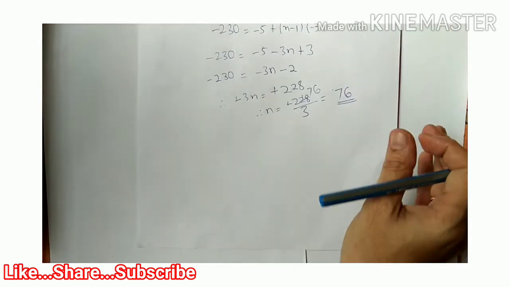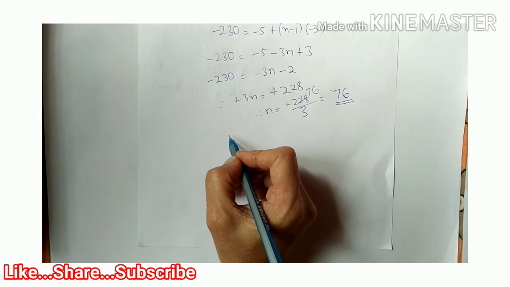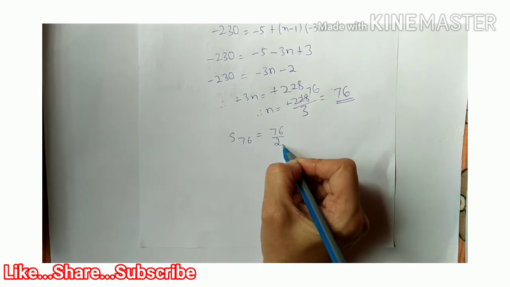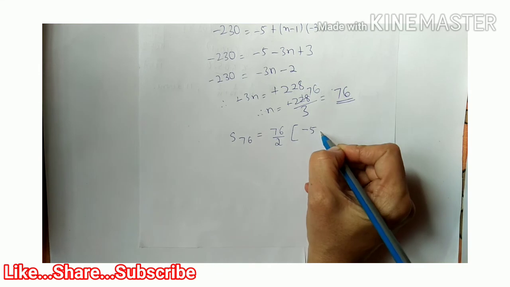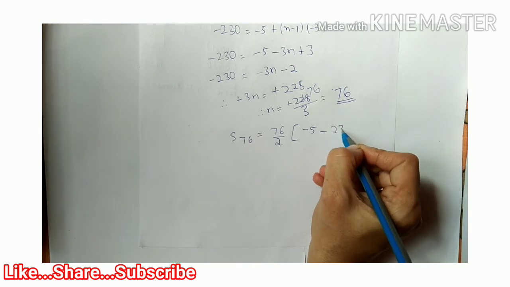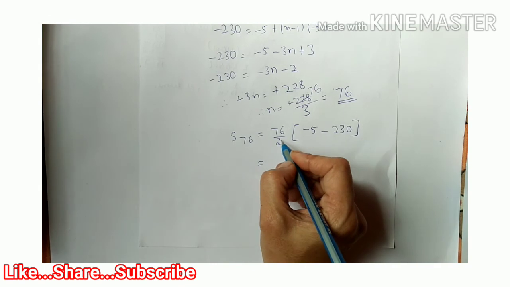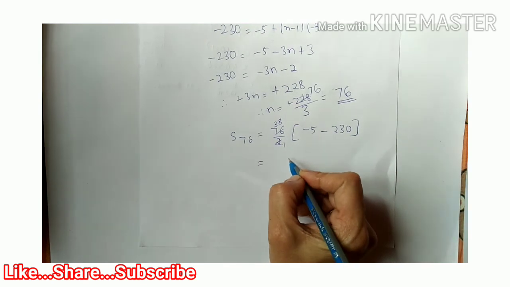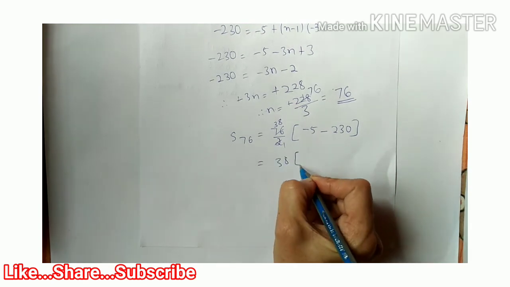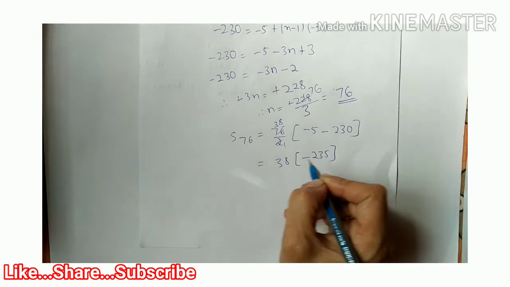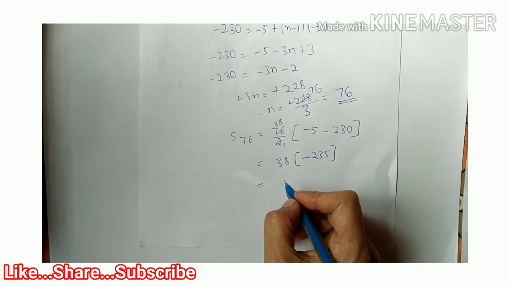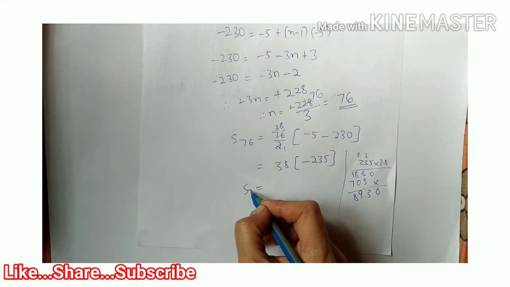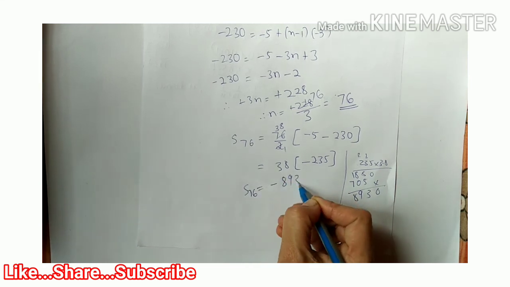Now we have to find S76. S76 = 76/2 (first term -5 + last term -230). -5 - 230 is -235. Therefore S76 is -8930.